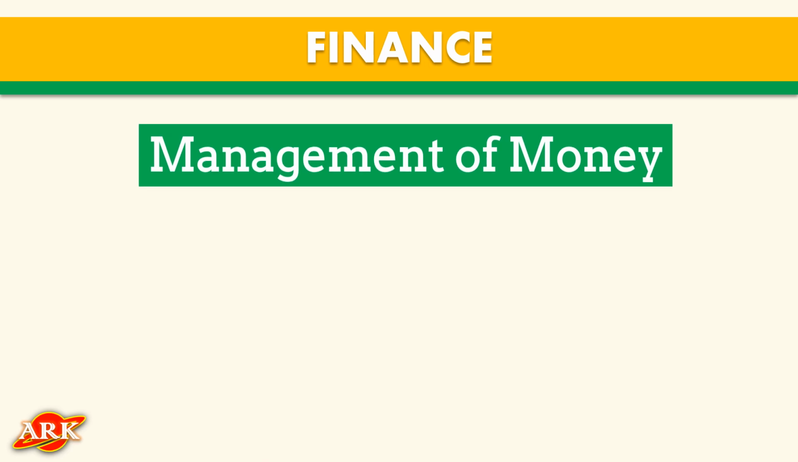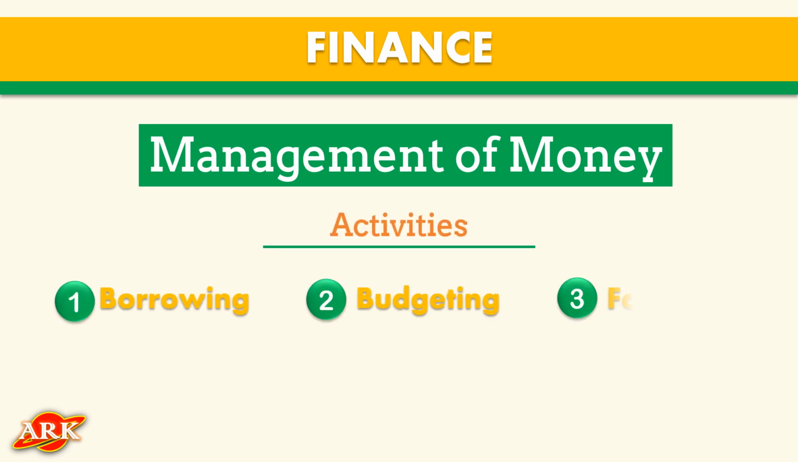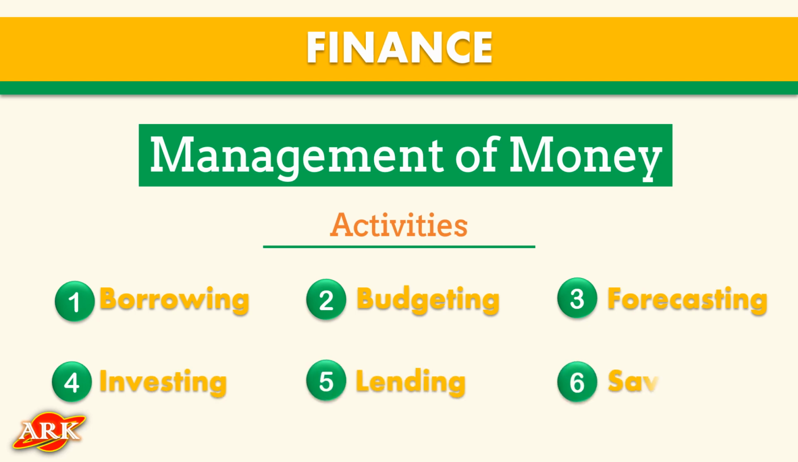Till now we have learned what is finance and what is the necessity for a normal individual to learn management of money. Now we will look into the activities that we do while we manage money. Let's see the activities. First one is borrowing, second budgeting, third forecasting, fourth investing, fifth lending, and sixth saving. Let's try to understand all these six activities in a story format.